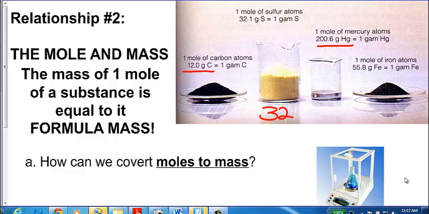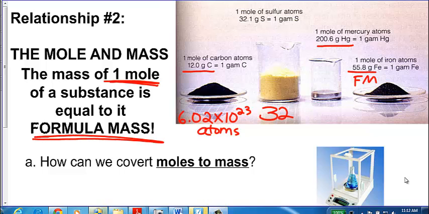If you wanted a mole of iron, you would weigh out 55.8 grams, because this is the formula mass of iron. So a mole of each of these substances, notice, is a different number of grams, but they would all contain the same number of atoms. They all have in them 6.02 times 10 to the 23rd atoms. Okay? So we can then relate mole to mass. And the idea is that 1 mole of a substance always equals its formula mass in grams.